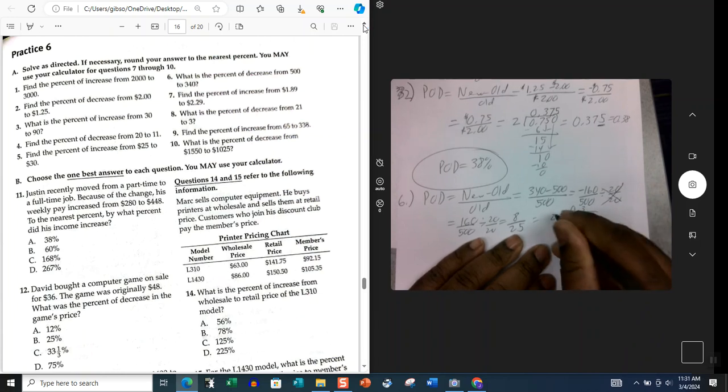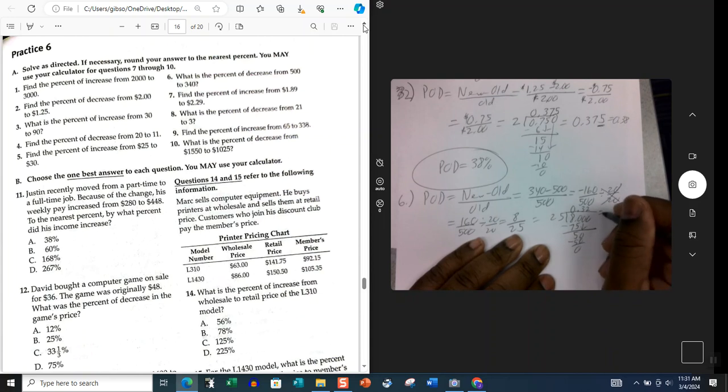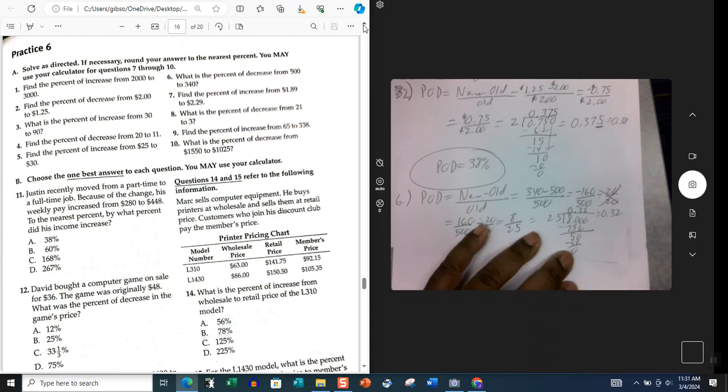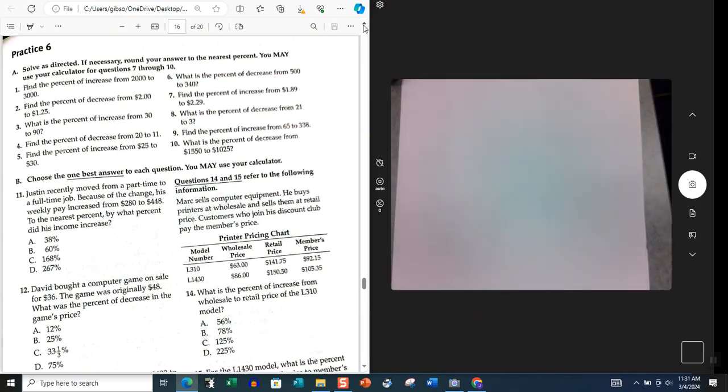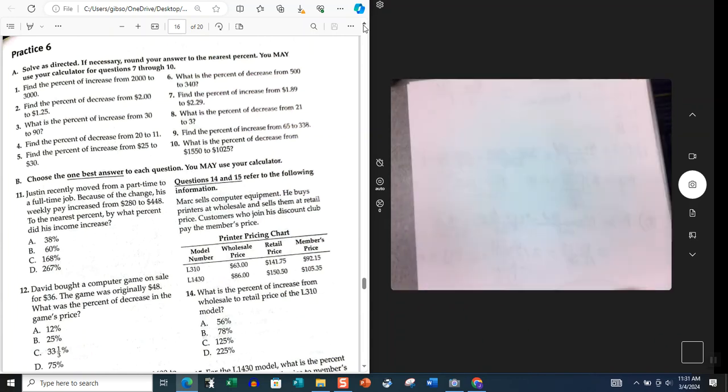Bring down our 0. 25 goes into 50 twice. 2 times 25 is 50. We have nothing remaining. So this would be 0.32. So our percent of decrease will be 32%. That is our percent of decrease. Now that took care of all of the problems that we cannot use a calculator for. So what I'm going to do with the calculator problem, I'm going to do about 3 calculator problems, and then we will be done with this lesson.